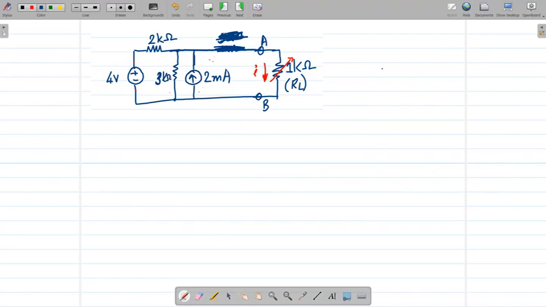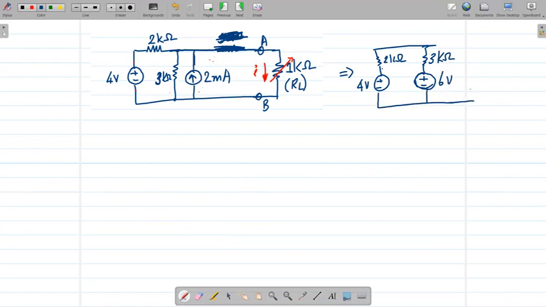So one way I could have solved this problem is I could have done a quick source transformation. Originally I had 4 volts with 2 kilo ohms, right? This was already there. Then I could have done a source transformation for the current source, and I would have said 2 times 3 is 6 volts, with 3 kilo ohms. And then I would have my 1 kilo ohm over here.